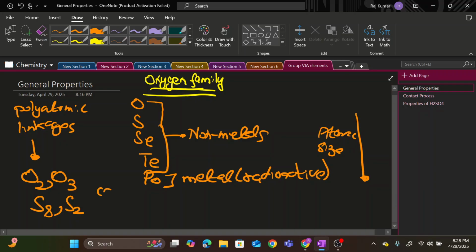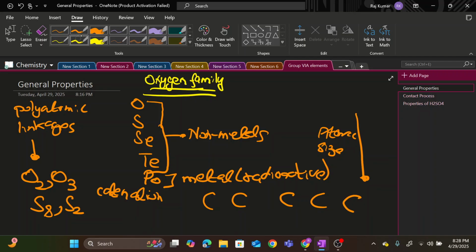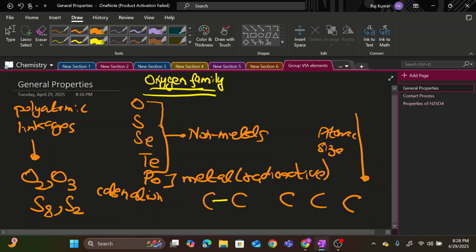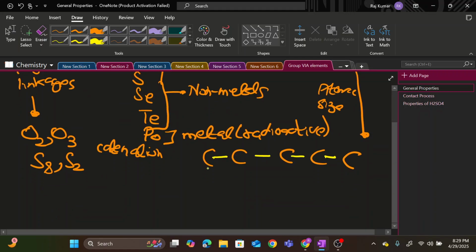And they have the property of catenation. What is meant by catenation? Catenation is a self-linkage property, which means that if we have, let's say, 5 carbon atoms, these 5 carbon atoms have the capability to bind with each other. They have the capability to create bonds with each other. Hence, this self-linkage property is known as catenation.